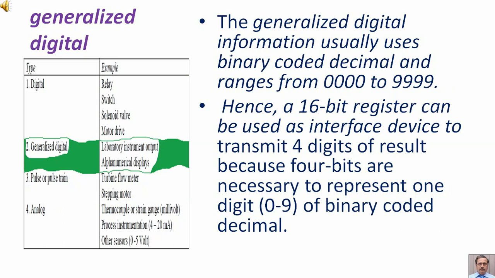Generalized digital. The generalized digital information usually uses binary coded decimal and ranges from 000 to 999. Hence, a 16-bit register can be used as an interface device to transmit 4 digits of result because 4 bits are necessary to represent one digit between 0 to 9 of binary coded decimal.